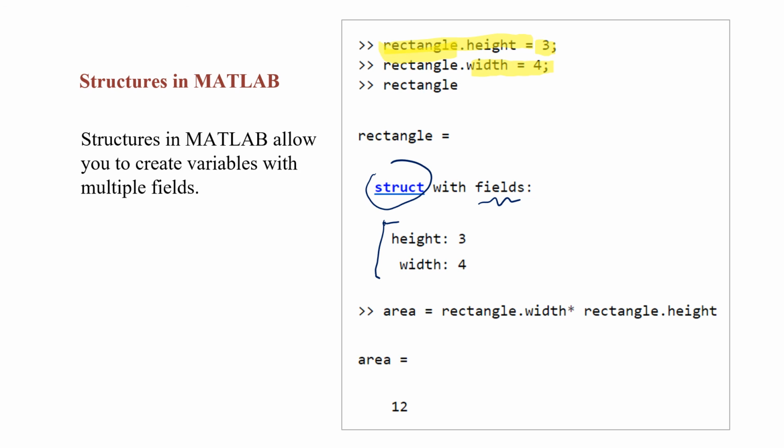I can perform operations on the fields of a struct in MATLAB normally by simply extracting these fields by putting a dot followed by the name of that field. So I'm calculating the area of that rectangle as the width of the rectangle by calling rectangle.width times the height of the rectangle by calling rectangle.height. So MATLAB created a new variable named area and stored in it 3 times 4, which is 12. So this is how to use struct in MATLAB, or the structure in MATLAB.